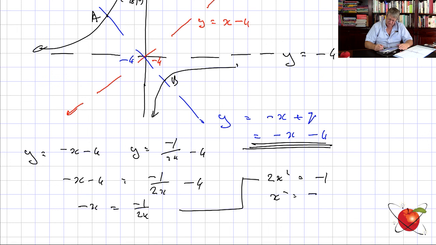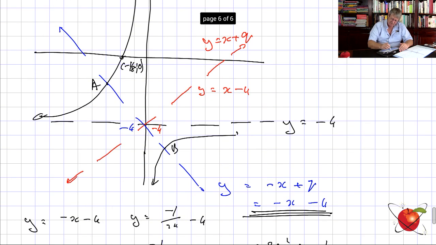x squared equals a half, and therefore x is plus or minus 1 over root 2. Or plus or minus the square root of a half, whichever you prefer. So that value there, where they cut, the x value of this guy, let's put it in green, this is minus 1 over root 2, and this value here is plus 1 over root 2.